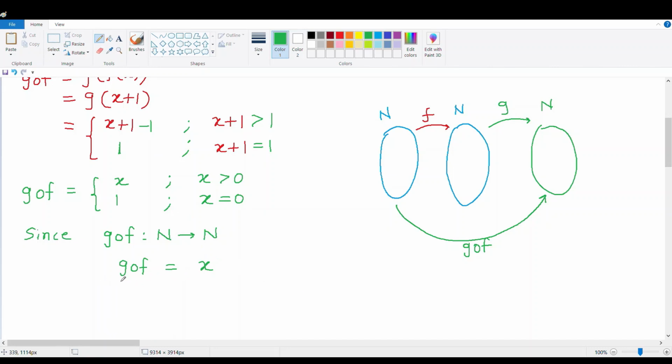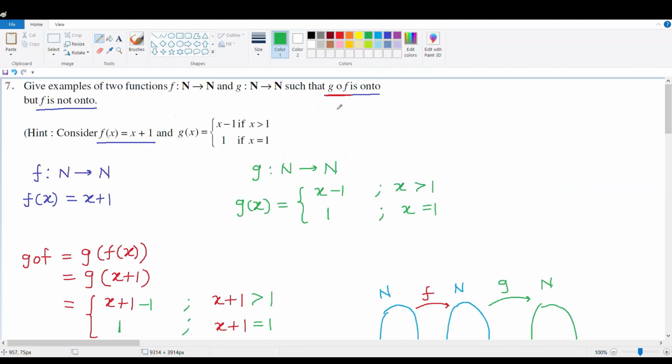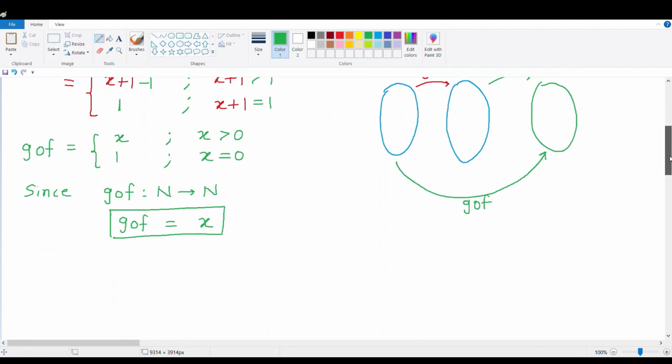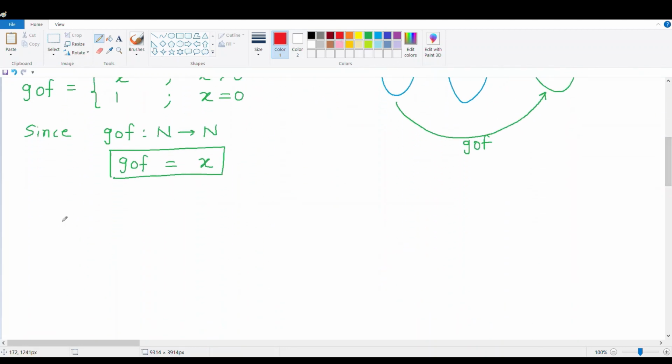Okay, so actually we got our g of f in this case. From this domain and codomain, I can write g of f equals x. Now what we had to do, we had to show that g of f is onto but f is not onto. So first we are going to do this part, that g of f is onto. So let's do that.